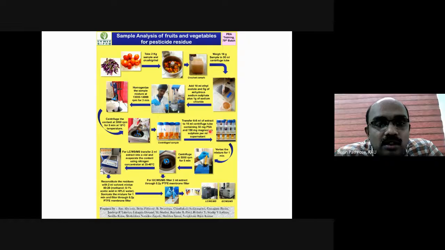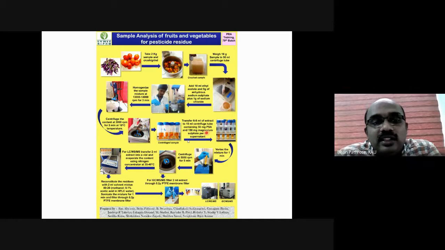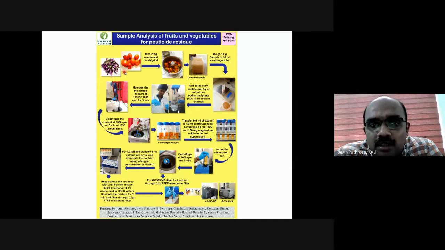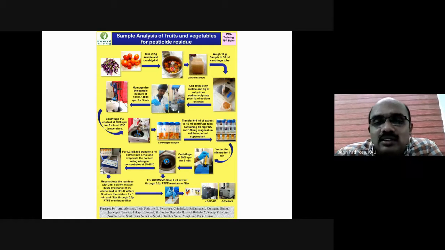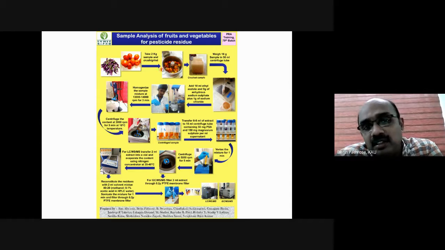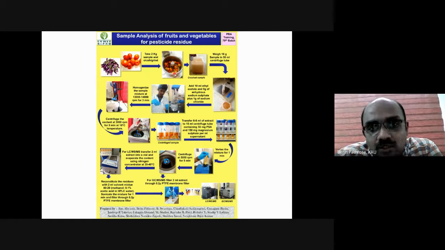Okay. Vegetables, as per FSSAI, we have to take 2 kg: brinjal, tomato, etc. We have taken 2 kg. We crush it. You can see this is a grinder called a robo grinder. This is just like a mixer grinder, only bigger in size. That's the only difference. It will crush or grind it.